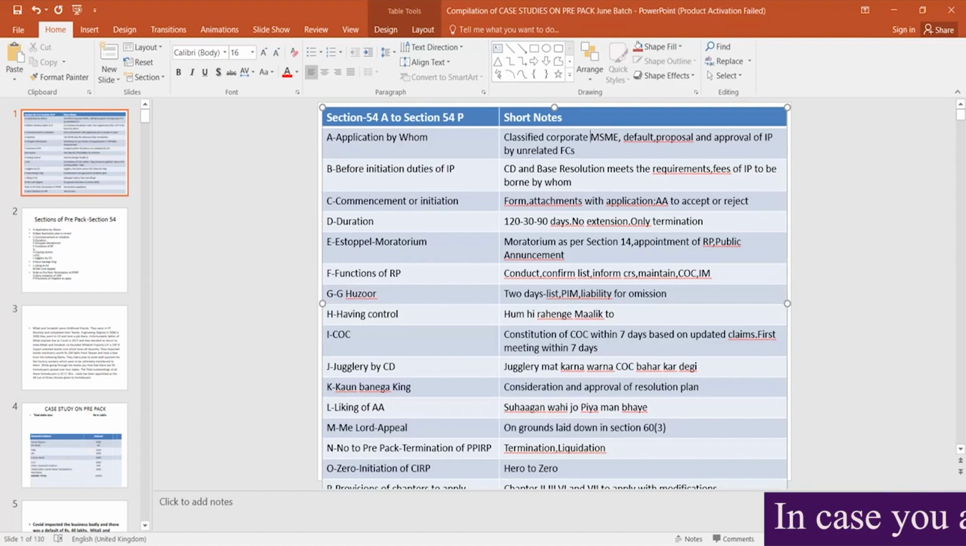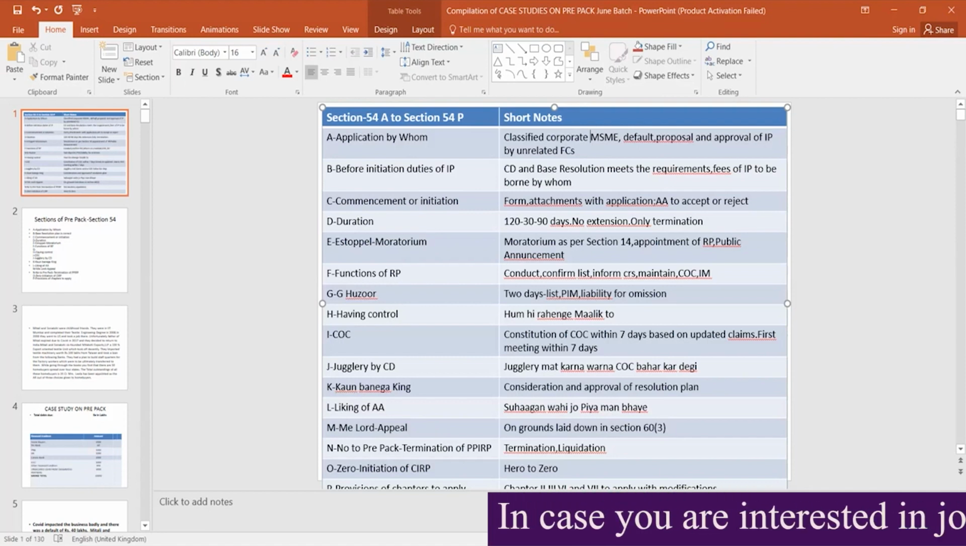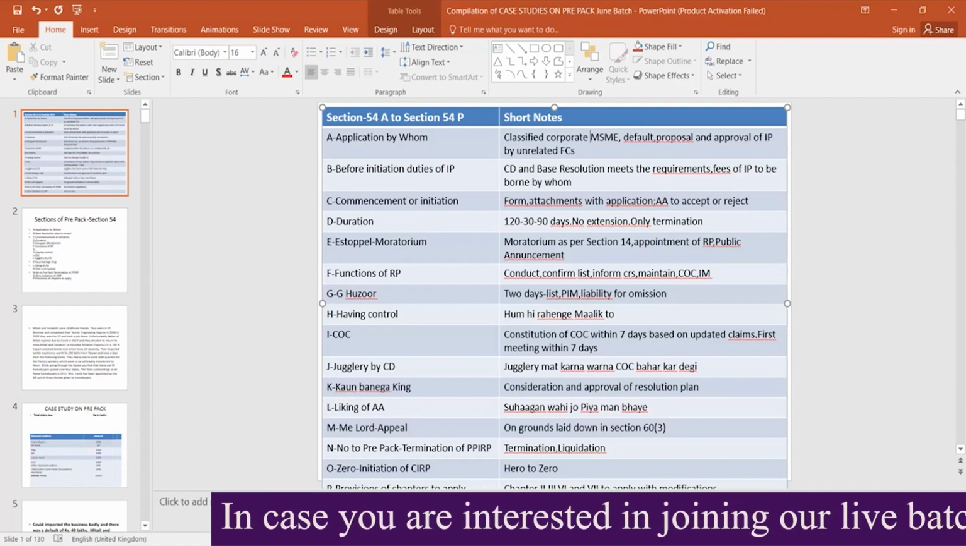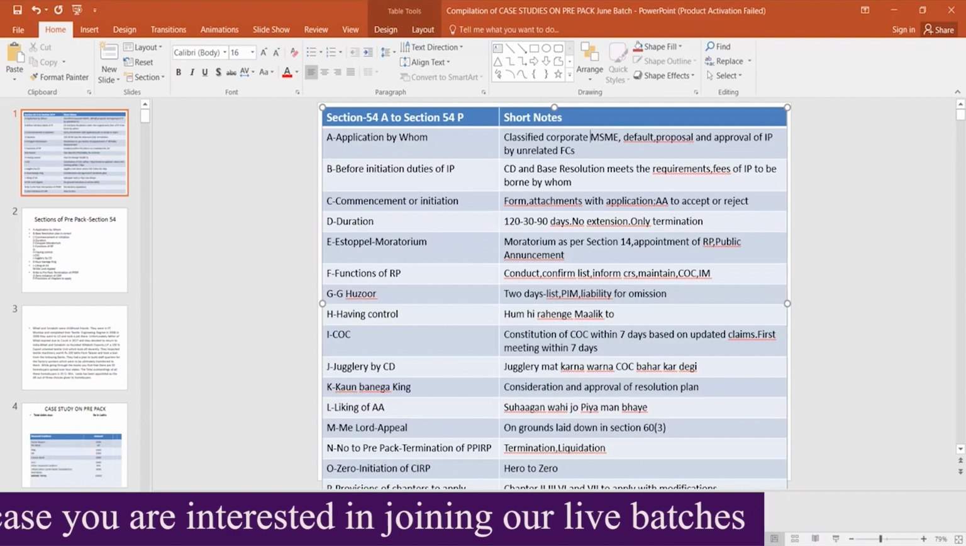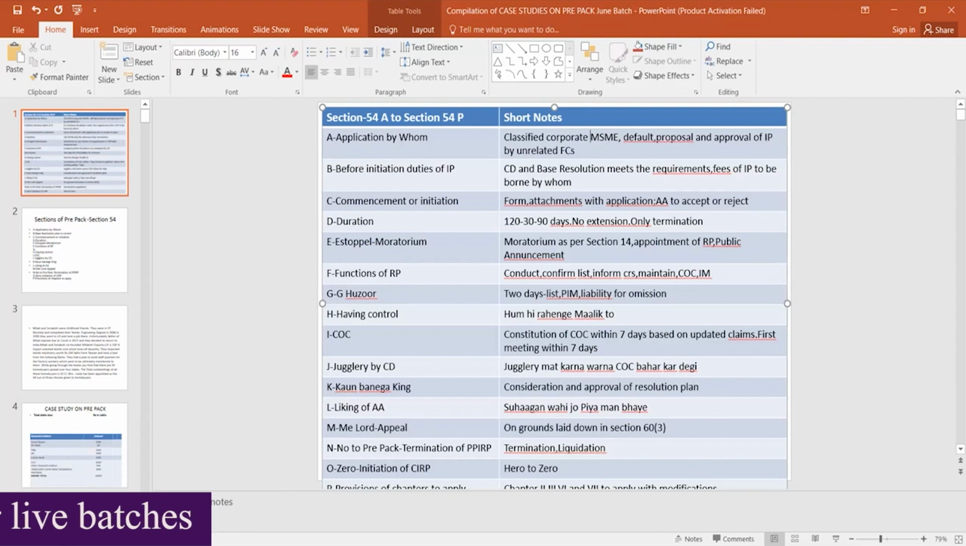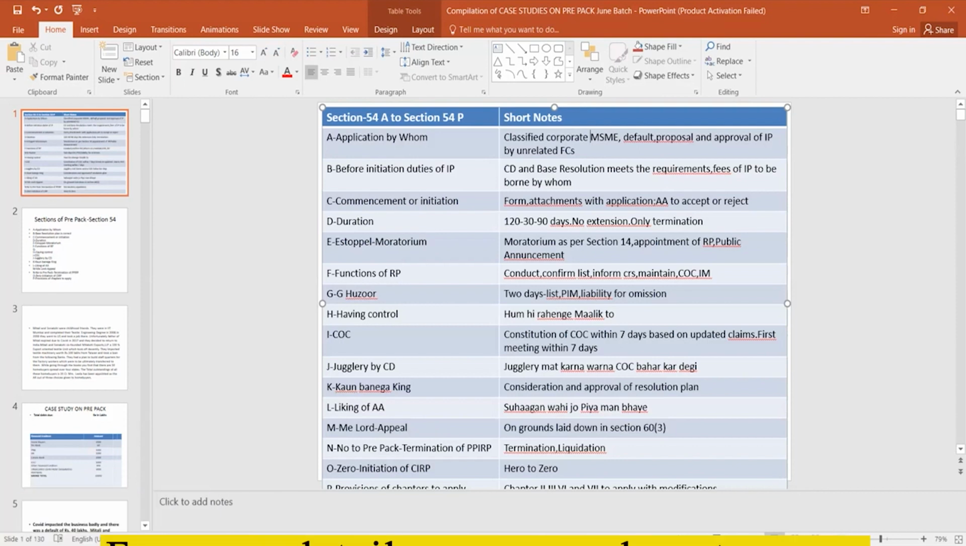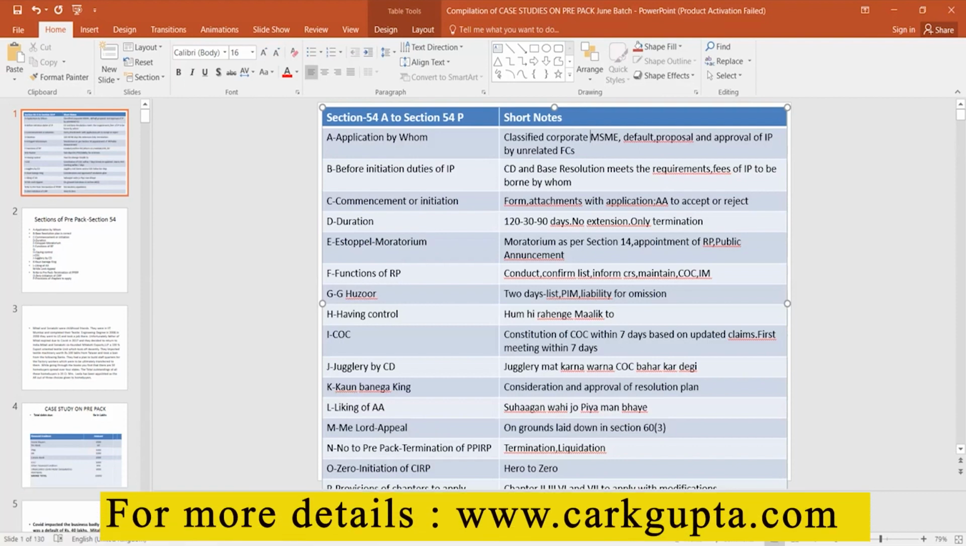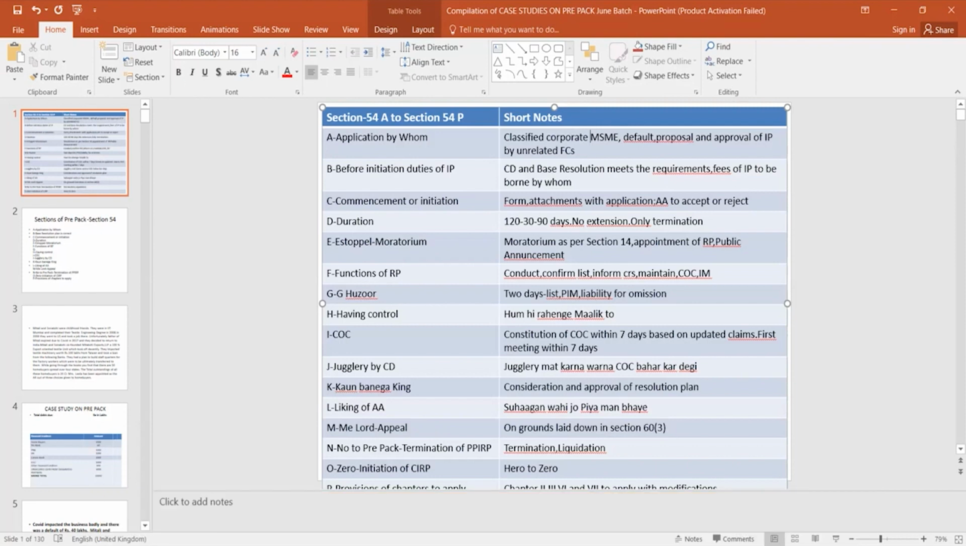Then 54B we can relate with the duties of the IP before initiation. Here the insolvency professional, which is proposed and approved by the unrelated financial creditors under section 54A, is titled as insolvency professional and not a resolution professional. And there are some duties of this insolvency professional. So what are the duties?